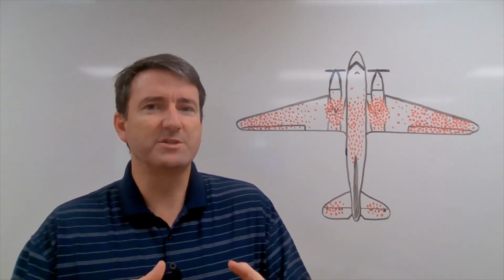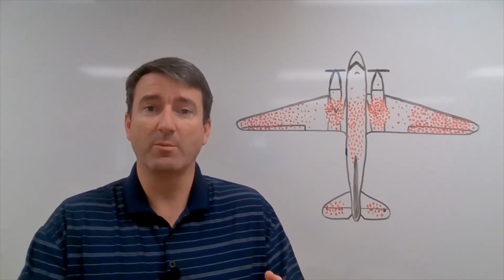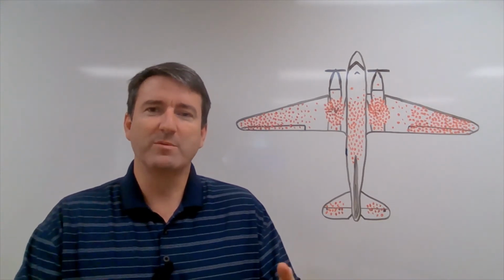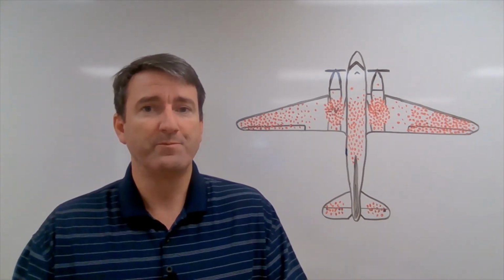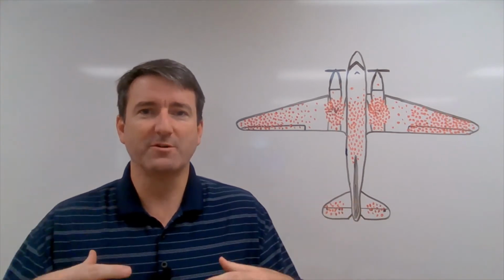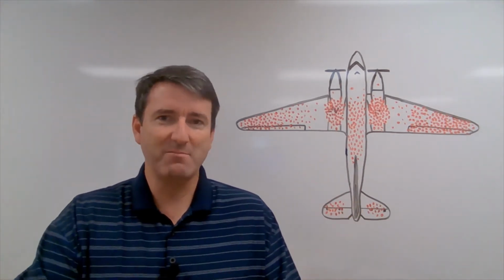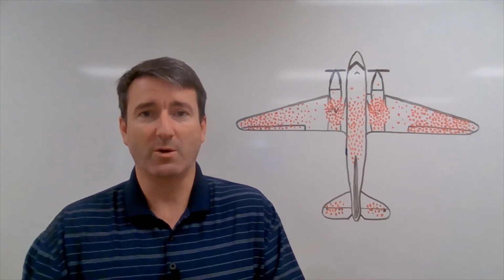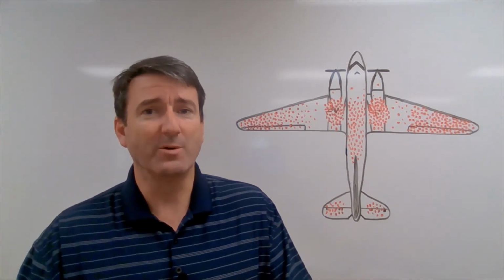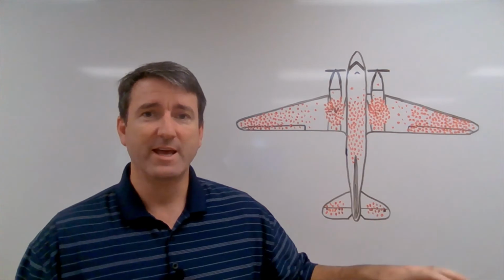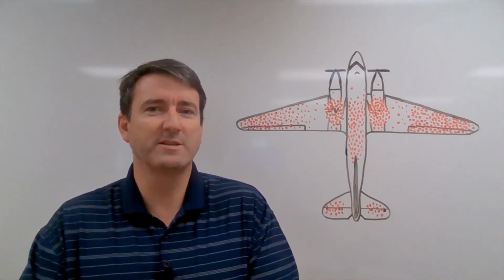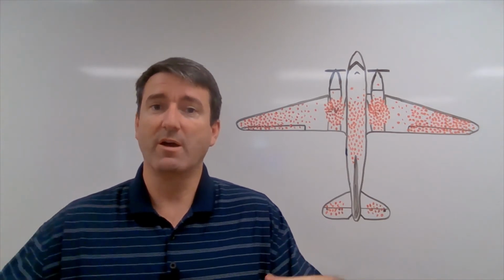The military was trying to decide where to put armor on their planes. They didn't want to put armor everywhere. That would make the plane too slow. So they did a survey of all the planes as they came back from missions and noted everywhere that they saw a bullet hole. And they did notice that there were some parts of the plane where there were more bullet holes than others. And it was those parts of the plane that they wanted to put armor on.